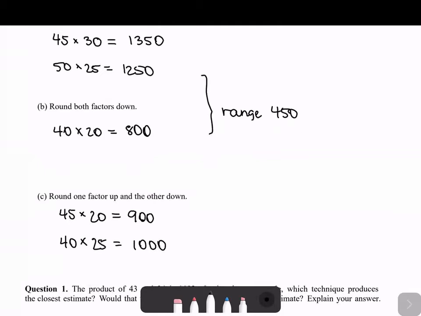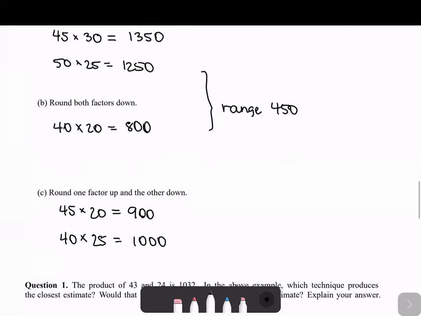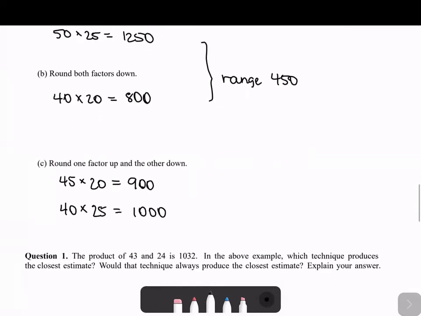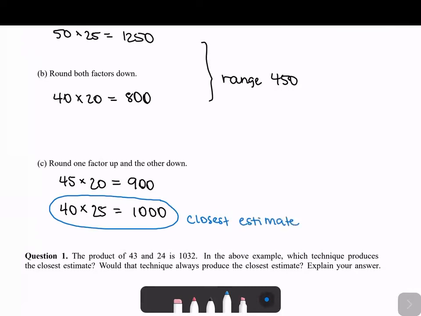So essentially what we want to see is what is closest to the correct answer. And so in this first question, it says that the product of 43 and 24 is 1032. So which of these techniques produces the closest estimate? So we can see that objectively, the closest answer that we got to 1032 is 1,000, right? That we did right here. So this is the closest estimate, right? Objectively, this is the closest estimate. So how did we get there? We rounded one factor up and one factor down.